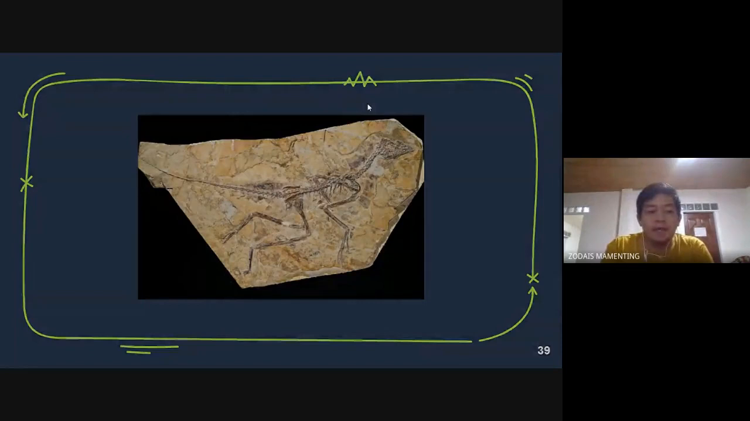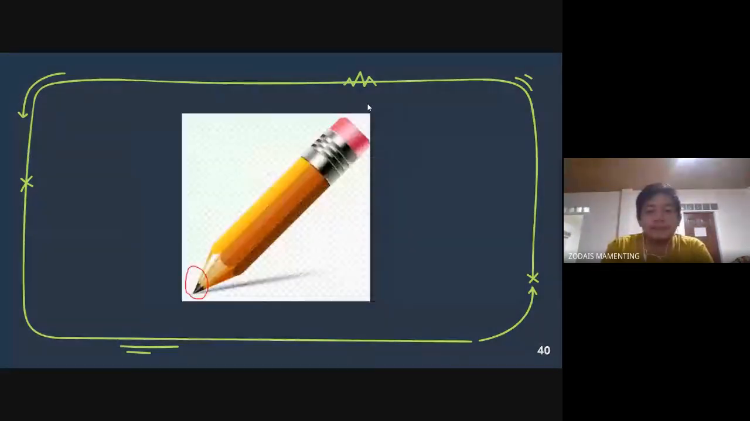Next is a pencil. Is the lead of a pencil a mineral? Yes, it is a mineral. It is a form of carbon called graphite. It is very soft with a low specific gravity.